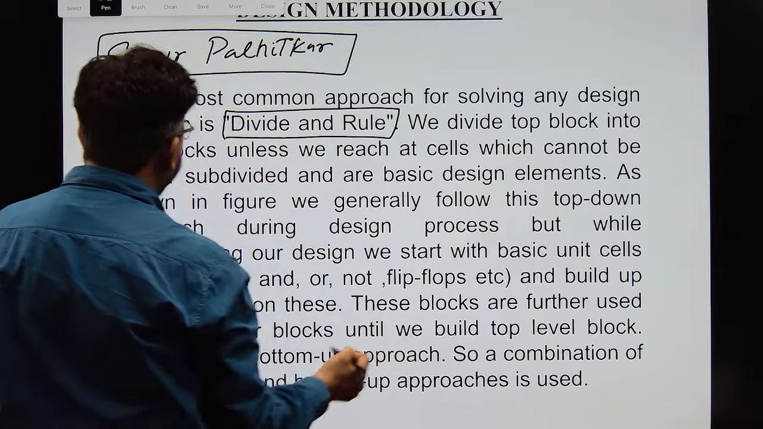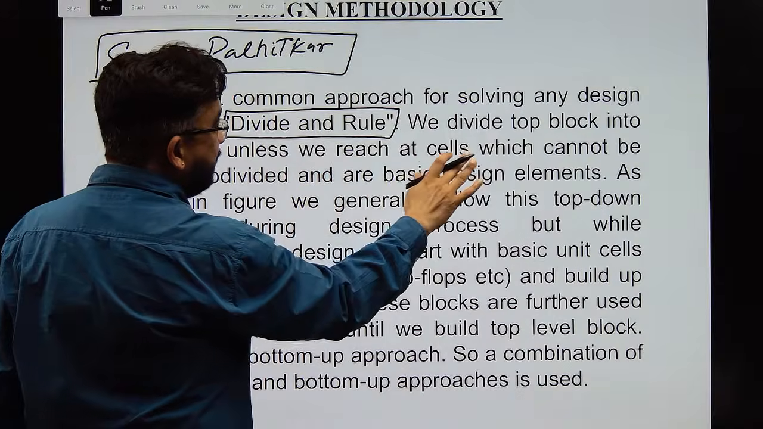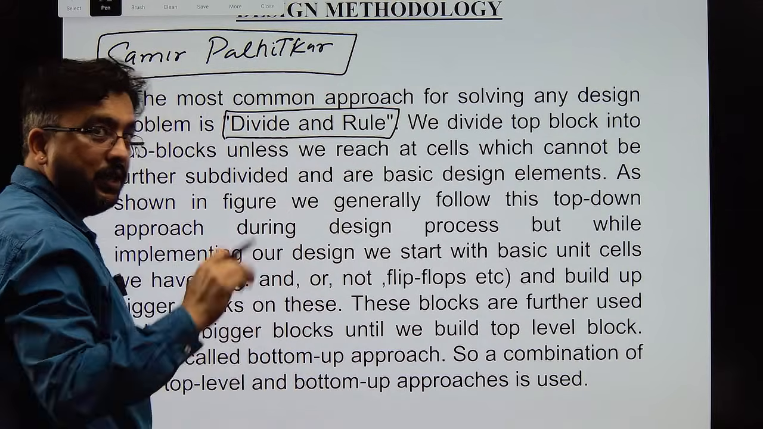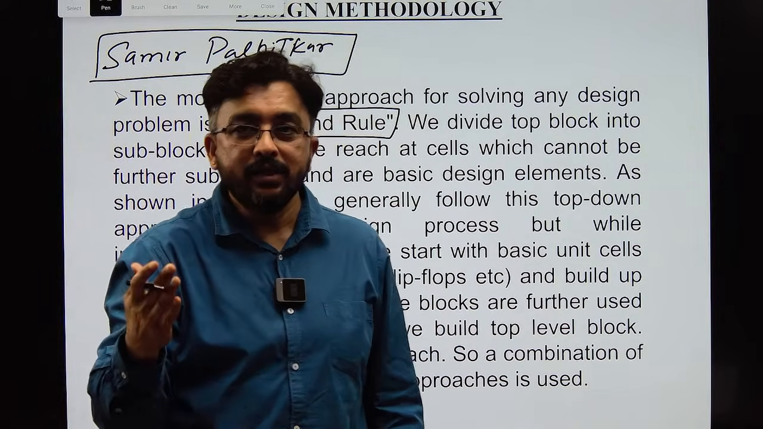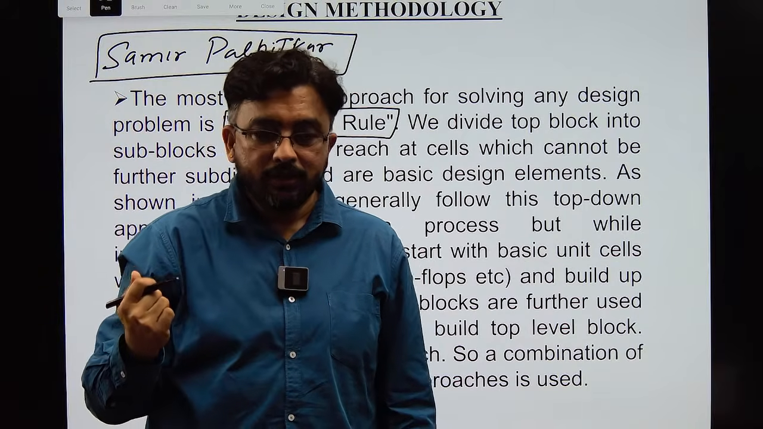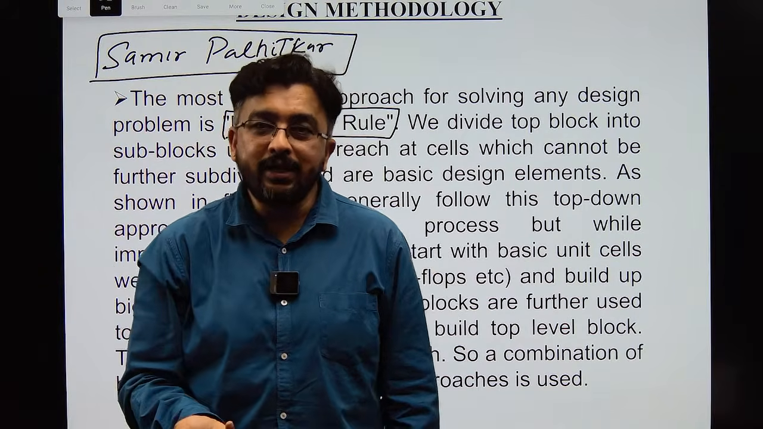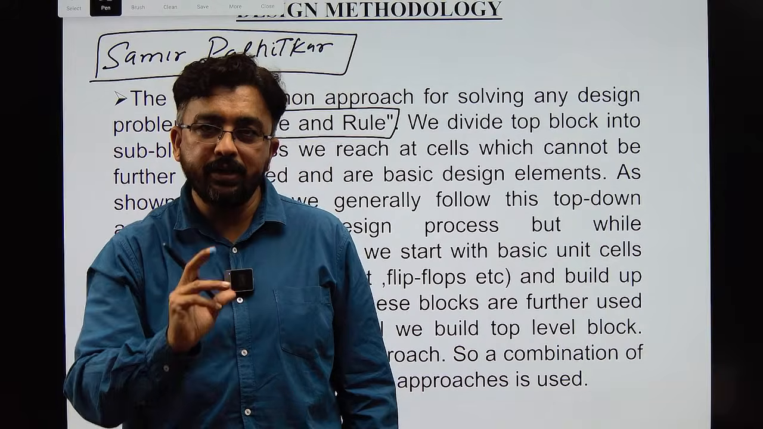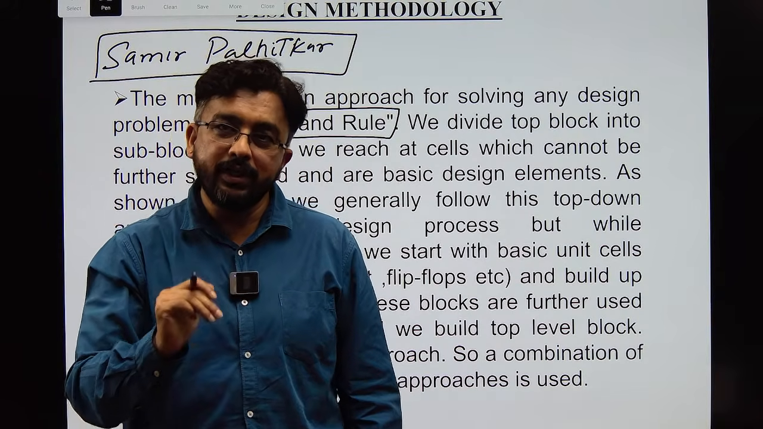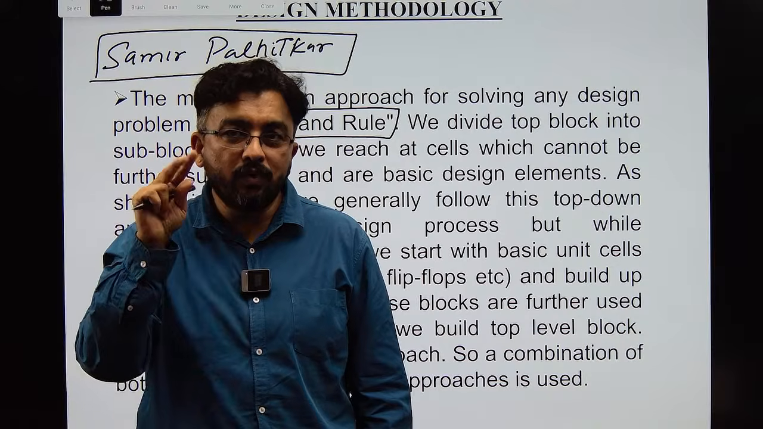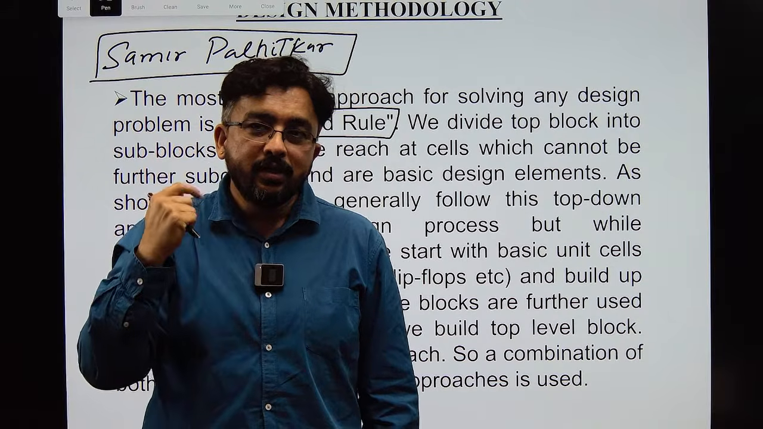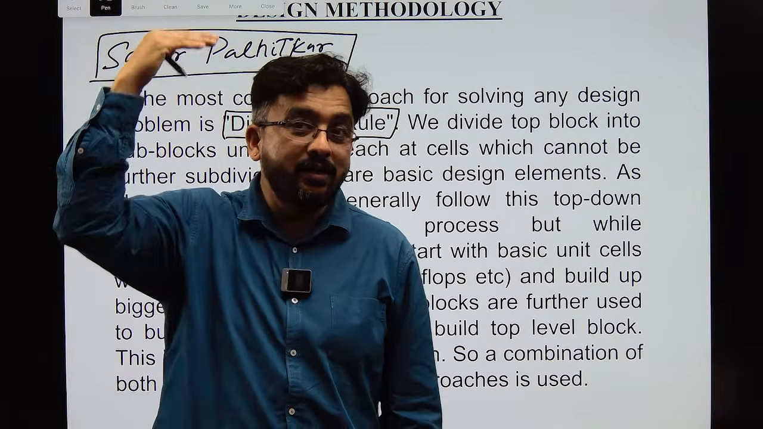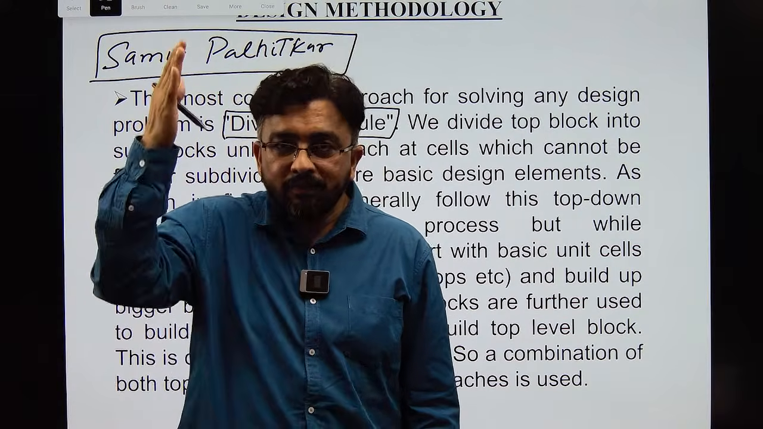We divide the top block into sub-blocks until we reach cells which cannot be further subdivided into basic design elements. For example, if you're attending my class, the 8-bit adder. We started with gate level, XOR, and made it a half adder. Use 2 half adders to make a full adder. Use 4 full adders to make a 4-bit adder. Use 2 4-bit adders to make an 8-bit adder. Use 2 8-bit adders to make a 16-bit adder. This is what divide and rule means. So decide which flow you want to start.